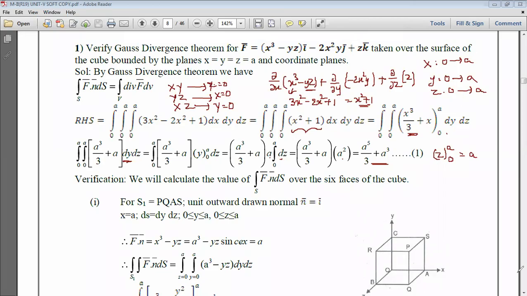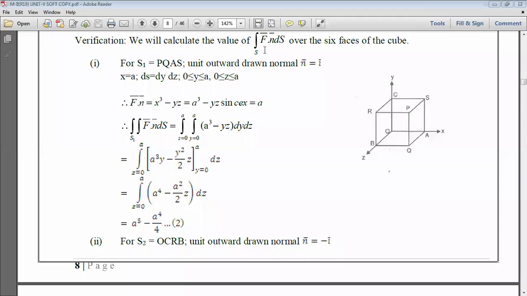Divergence f bar dV, we have calculated. Now we need to calculate the value of the integral of f bar dot n bar dS over the 6 faces of the cube. So this is the cube, and these are the 6 faces, right? So what are the 6 faces? Here it is S1, PQAS. They already gave names. So PQAS is one face, right? Okay, PQAS. Immediately you can choose, it is better to choose the opposite face.